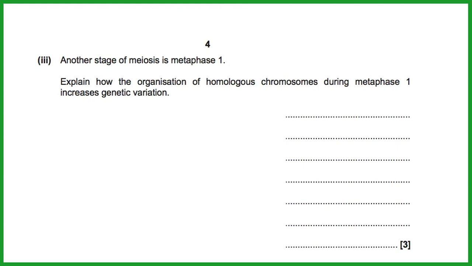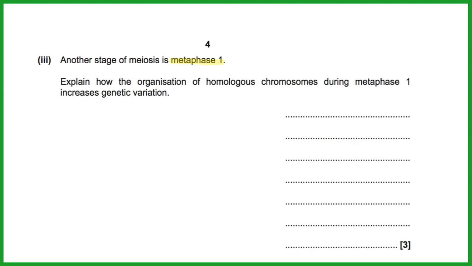Now, another stage of meiosis is metaphase 1. So in metaphase 1, the homologous chromosomes line up as bivalents on the equator, and they line up with independent assortment. That means you don't have all of the maternal chromosomes on one side and all the paternal on the other. It's a random order. They line up in pairs, so chromosome 3 with chromosome 3, chromosome 4 with chromosome 4, but they line up in no particular order. And that gives us genetic variation.